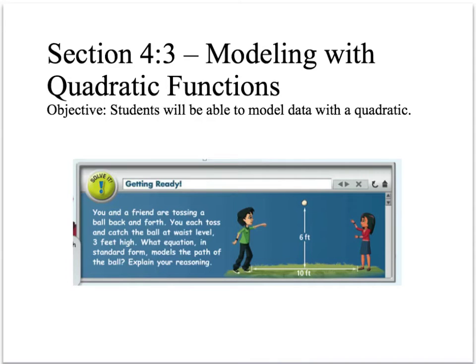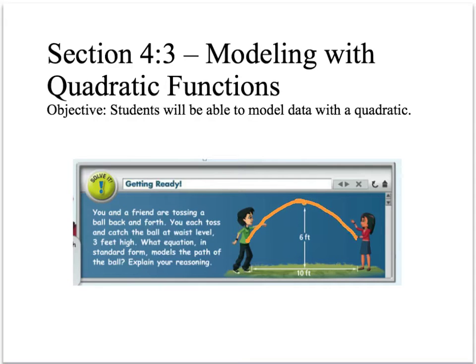Give me some information you know about this situation. You're tossing the ball back and forth. Paul? 10 feet away from each other. Good. 10 feet away from each other. Killian? The maximum height is 6 feet. Right. And if that's a maximum, we're dealing with a parabola.